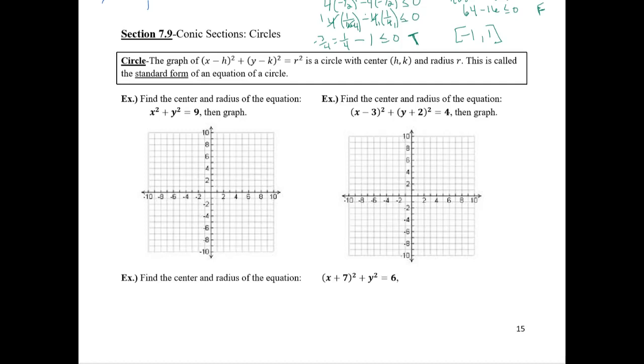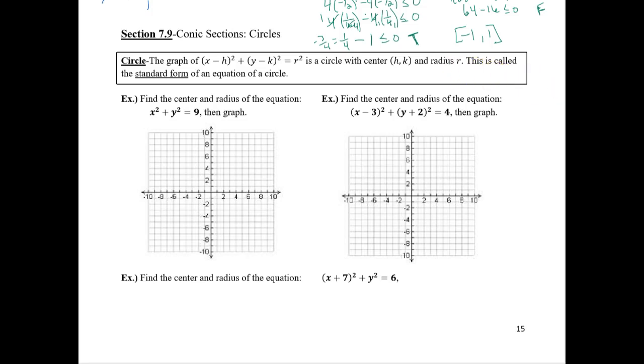Hello, in this video we are going to be talking about circles and how to find the center and radius and graph them when they are in standard form. So the equation of a circle is here. It says x minus h, that whole quantity squared, plus y minus k, that quantity squared, equals the radius squared, where h and k are the center of the circle and r is the radius. This is called the standard form of an equation of a circle.